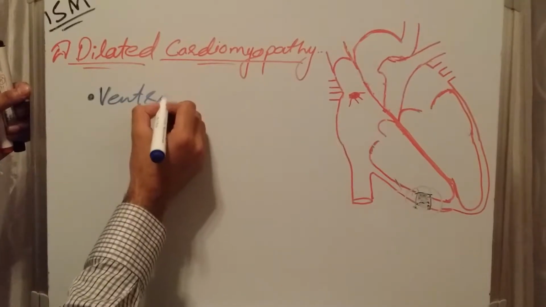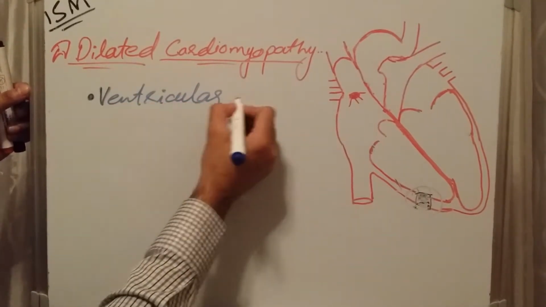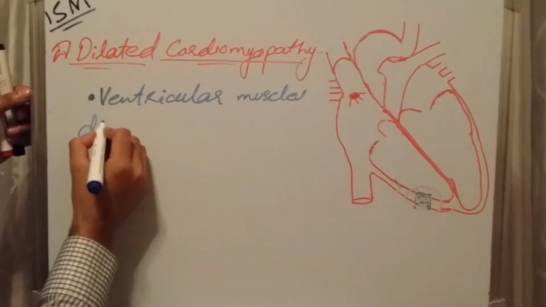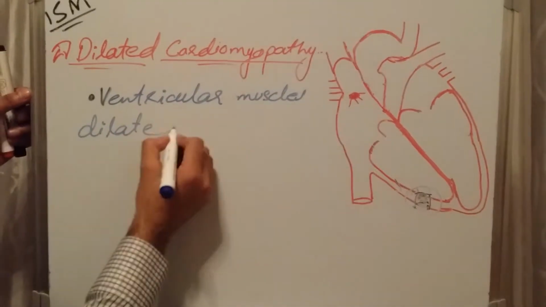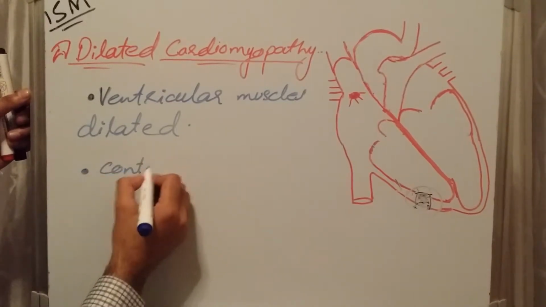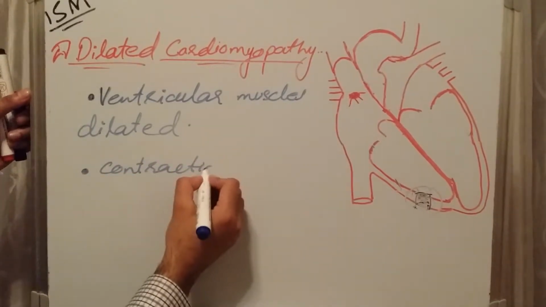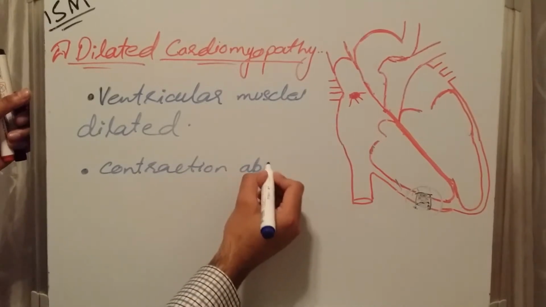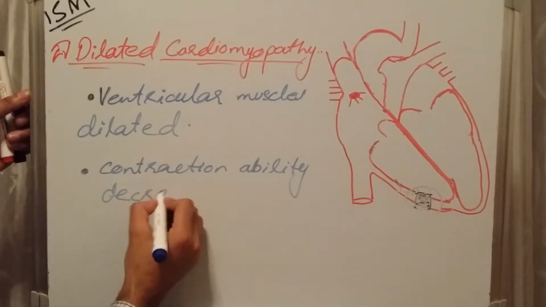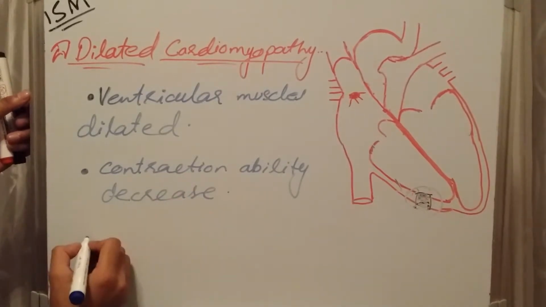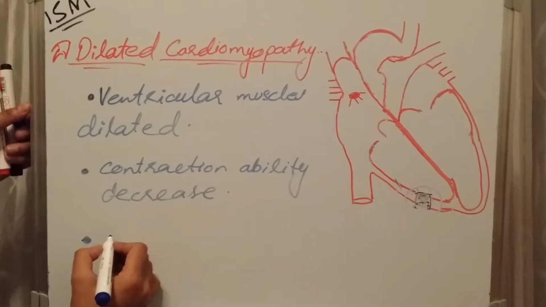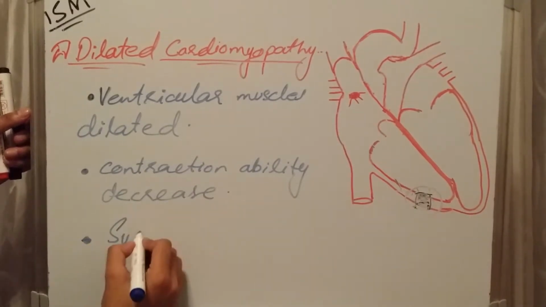Ventricular muscles dilated. Contraction ability decreases. And the third one is also called systolic dysfunction.